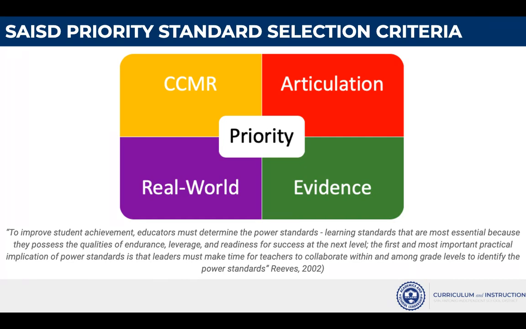The A stands for articulation, as in vertical articulation, as we look at learning progressions from course to course. The R stands for real world, in which we look for those standards that have transferability, can be leveraged, are essential in post-secondary success and in life. And finally, the E stands for evidence. This targets those high-stakes assessments in which students have to show evidence of learning. This could be the STAR test, the SAT, the ACT, the PSAT, or the TSI.